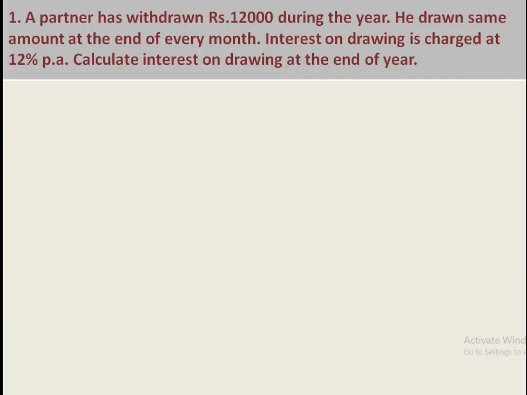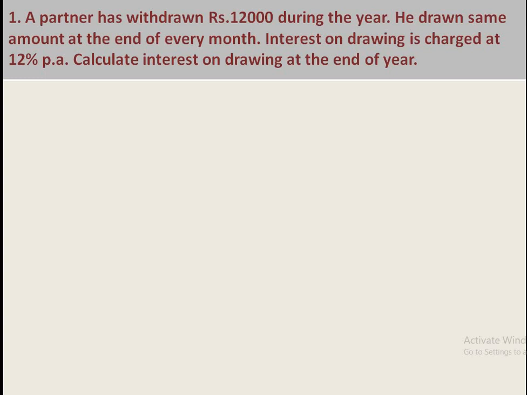Okay, let me check. Yes, this is exactly the sum. This is the very first sum in your class 12 commerce textbook. But what is different from the previous one? Okay, each and every word is important. So have a habit, friends, of checking each and every word in your questions. Here a partner has withdrawn 12,000 during the year. So during the year the total drawing made by him is 12,000.